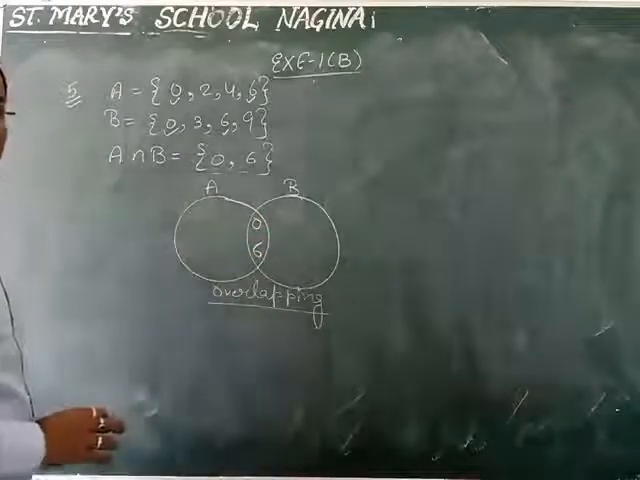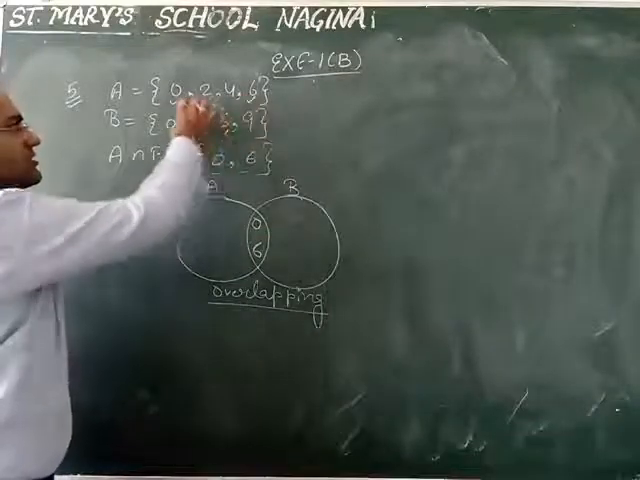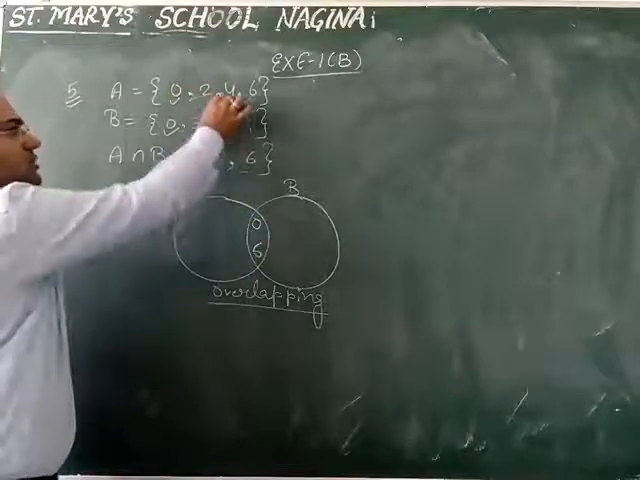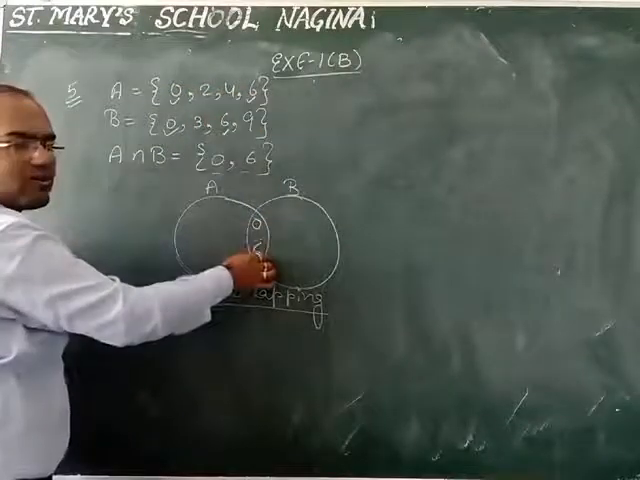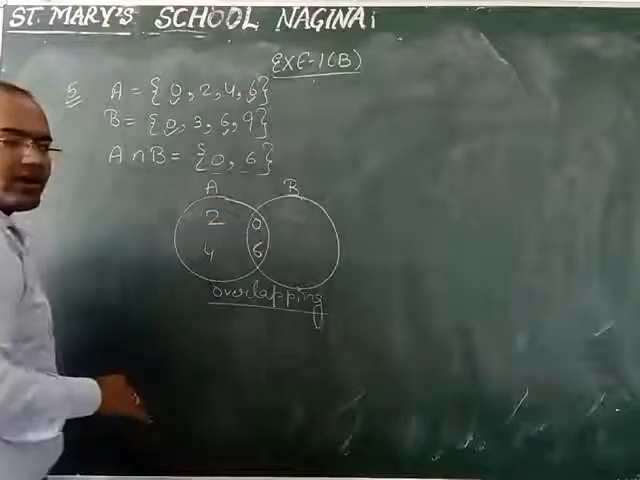After filling these two elements, we have to write the remaining elements of A. 0 we had already filled. 2 is remaining, 4 is remaining, 6 we had already filled. So 2 elements are remaining, 2 and 4. That we will write in A.